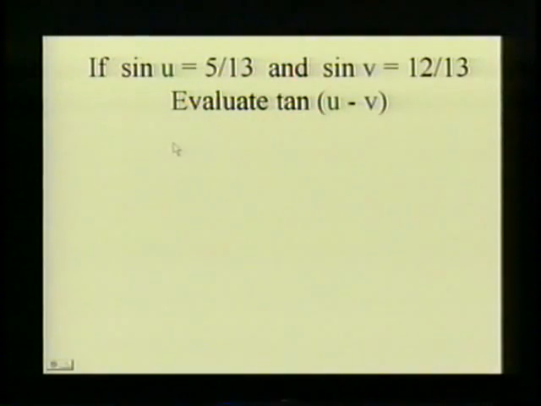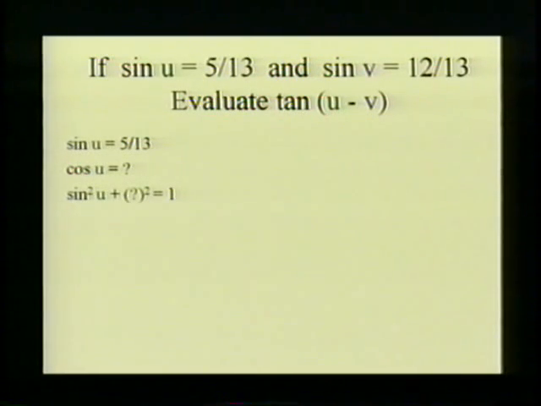Remember the trick we used for that? It was the Pythagorean identity. Once you know the sine of something, you can find the cosine of it, and vice versa. Let's do it. We know the sine of u is 5/13, and we want to know the cosine of u. The sine squared of u plus the cosine squared of u is 1. That's the Pythagorean identity, and the cosine is my unknown.